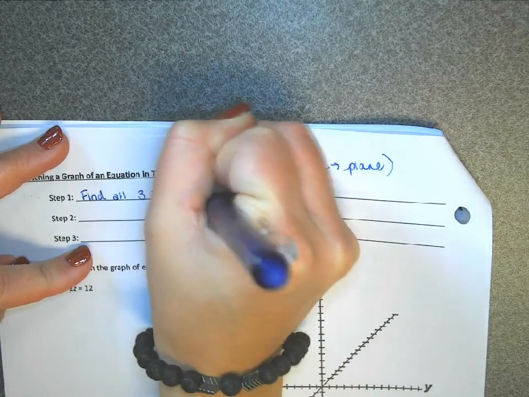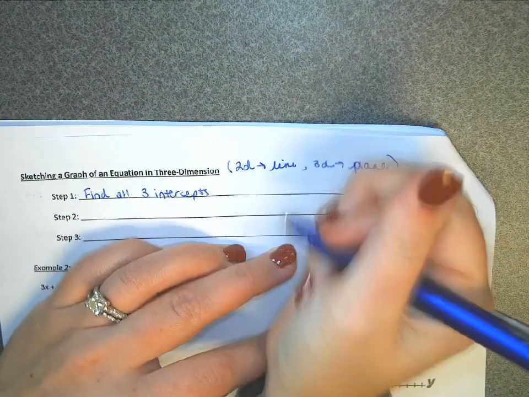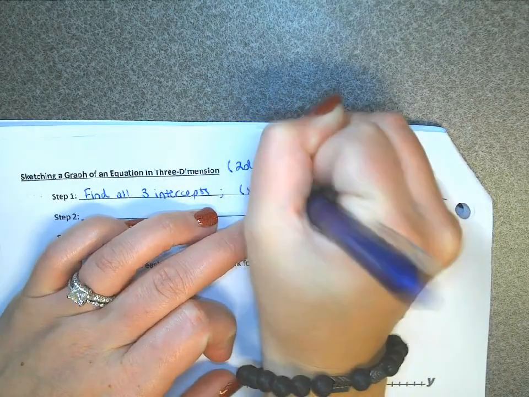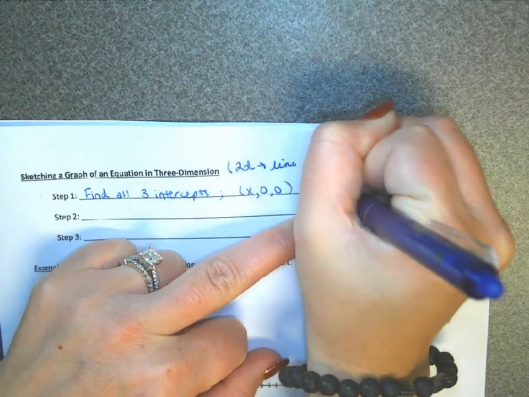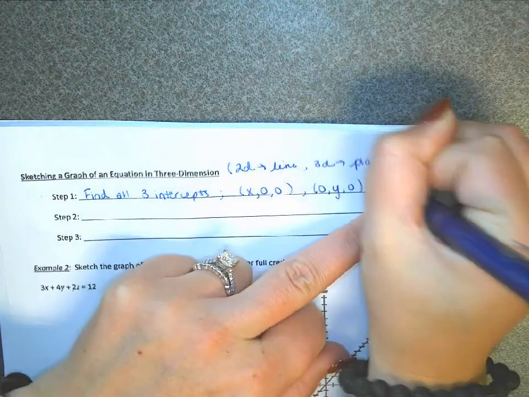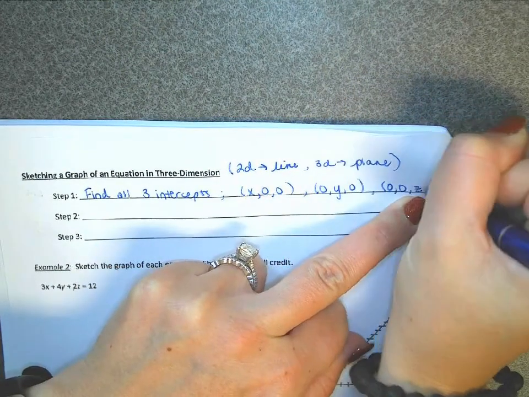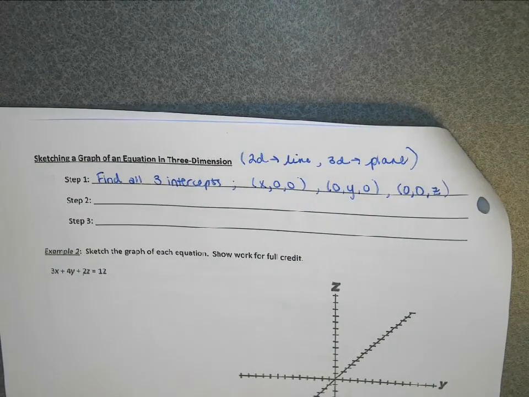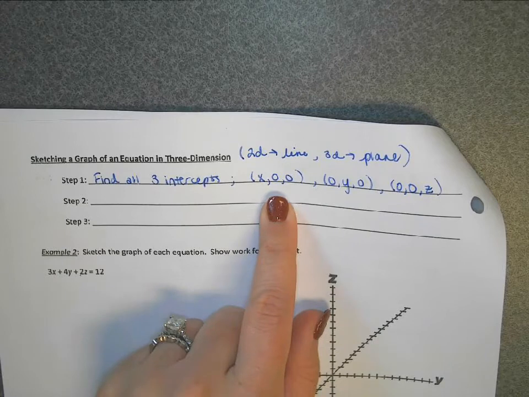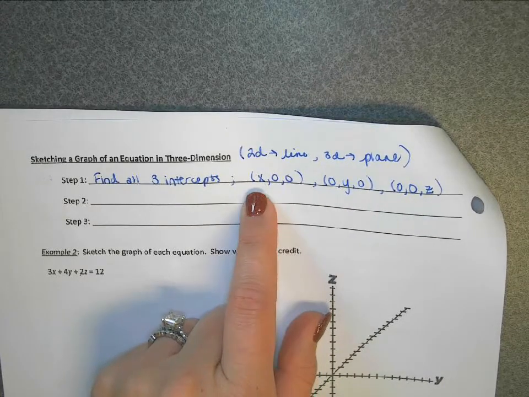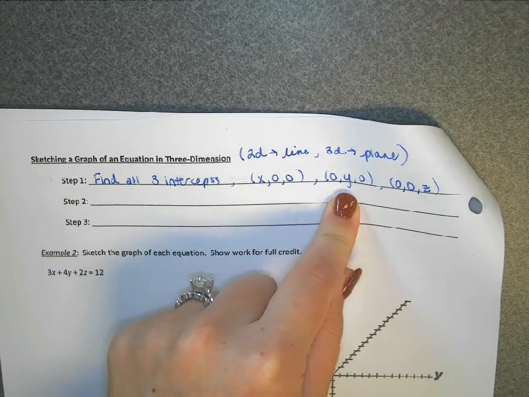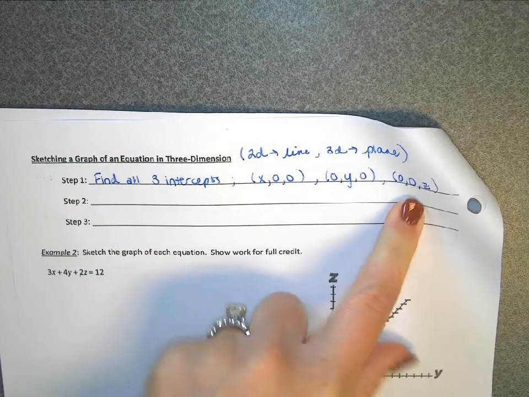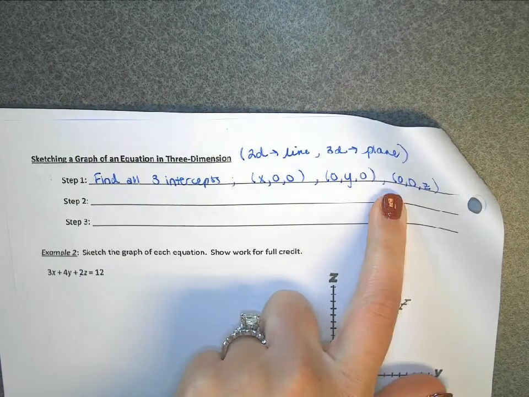On an assignment or a quiz, you will have to show me what these 3 intercepts are, and you're going to write them as x, 0, 0, or 0, y, 0, or 0, 0, z. So you're going to have to find and show me what all 3 intercepts are. An x-intercept is where x is a number, but you don't move left or right or up or down at all. You only move forward or back. The y-intercept is only moving left or right. It's not moving forward or back, and it's not moving up or down. The z-intercept is only moving up or down. It doesn't move forward or back. It doesn't move left or right.